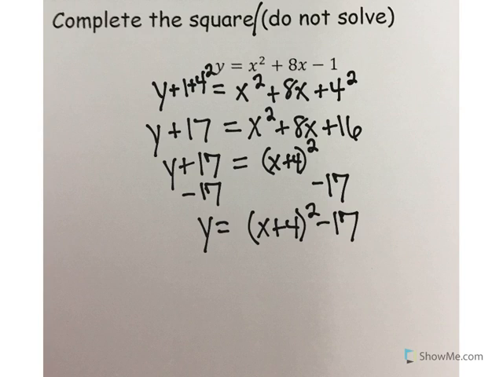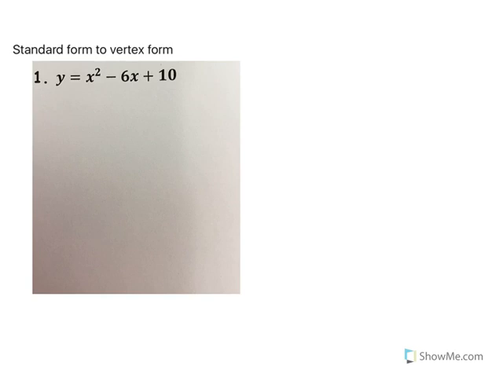All right, so let's start with our first example. And we are going to go from standard form to vertex form. Okay, our first step is going to be to move the 10 over with the y. It's a plus 10. How do I move it? Subtract 10 from both sides.